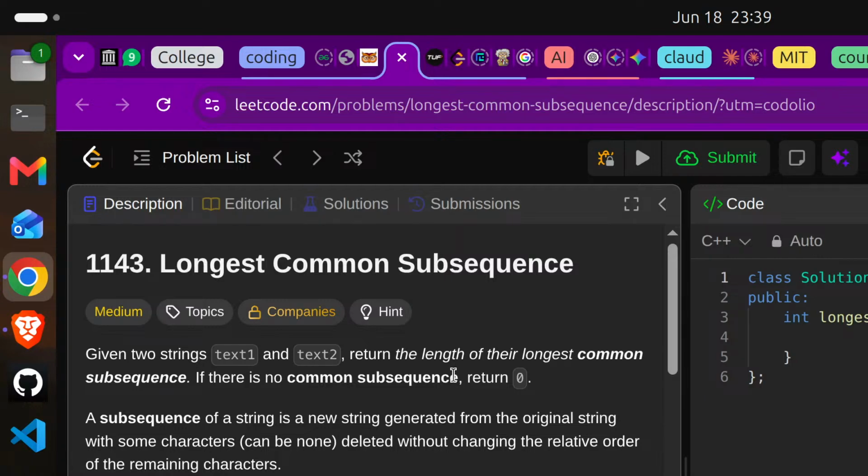It is not same. So if it is not same here, B is here, C and A is here, and B and A is here.